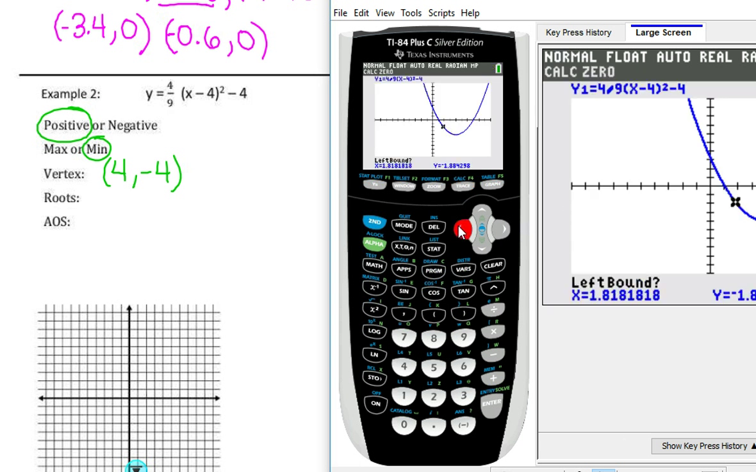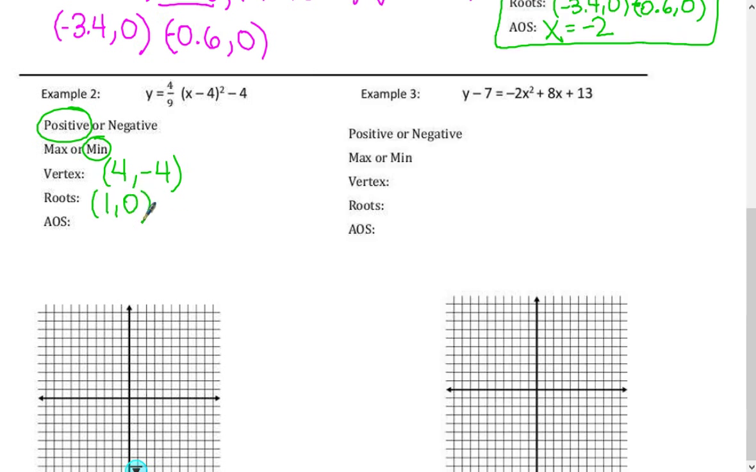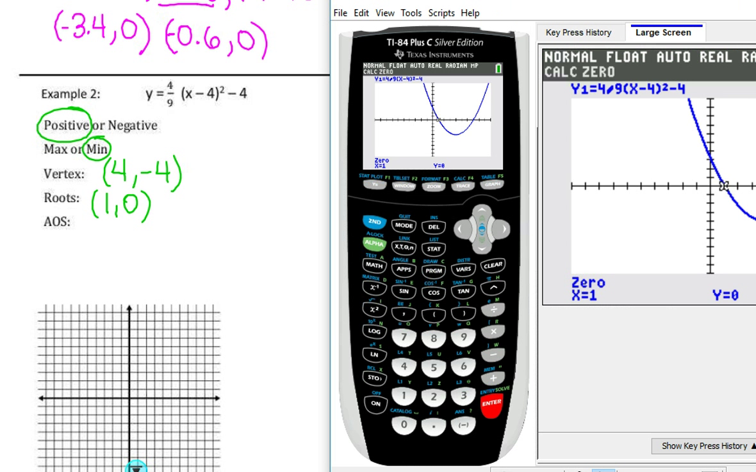So I've got to scroll my little cursor up to the left side of my x-intercept, hit enter, scroll it down to the right side, hit enter, and then hit enter one more time for it to take a guess. And that one tells us our zero is at (1, 0). Let's go ahead and find our second one.